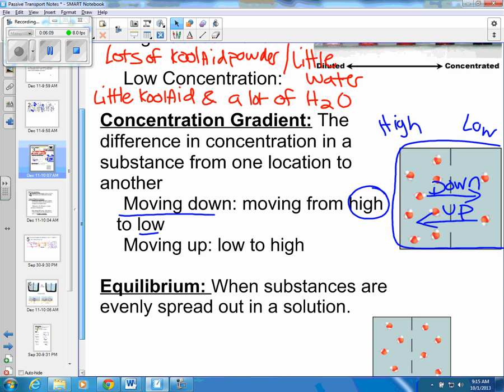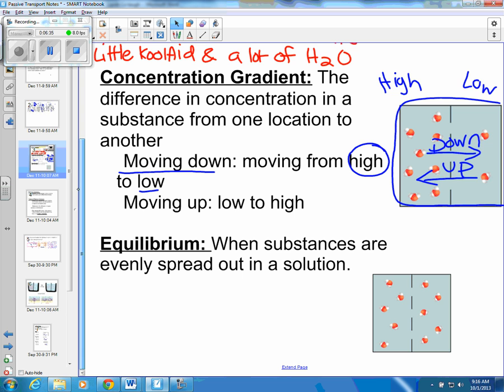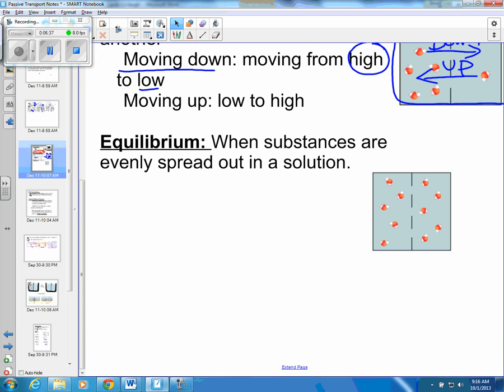Now, over time, after 10 minutes, were all the molecules evenly spread out? Can anyone still really smell it at all? No. Is that because the molecules are gone? No. Are they just diluted? They're diluted. They've spread throughout the whole room. We would say that the molecules are at something called equilibrium.